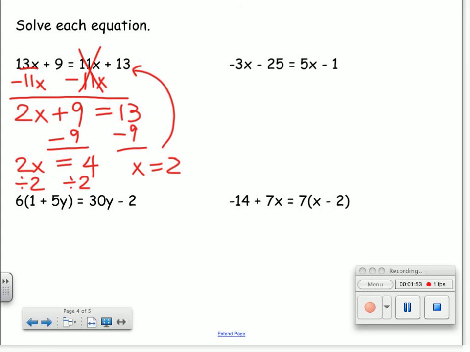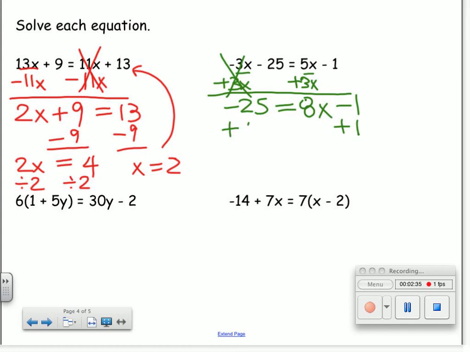For this next problem, again I need to get these terms on the same side, because then I can simplify them. The way I'm going to do that is add 3x to both sides. When I add 3x to both sides, I end up with negative 25, because this cancels out, is equal to 5x plus 3x is 8x minus 1. So now what do I have to do? I have to isolate that variable. So I'm going to add 1 to both sides of the equation.